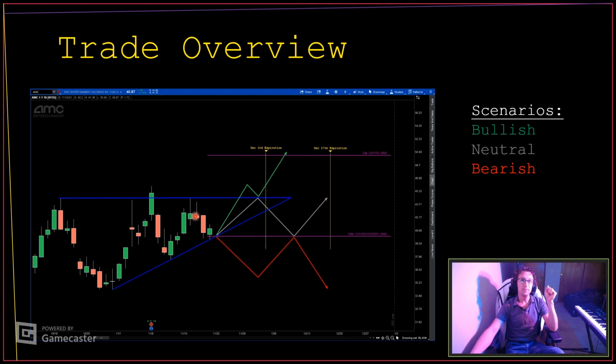In the red, this is like worst case scenario stuff. This is nightmare stuff. This break, if there were a breakout here, that would be a big red flag. Now, it is possible for a breakout and then a pullback.